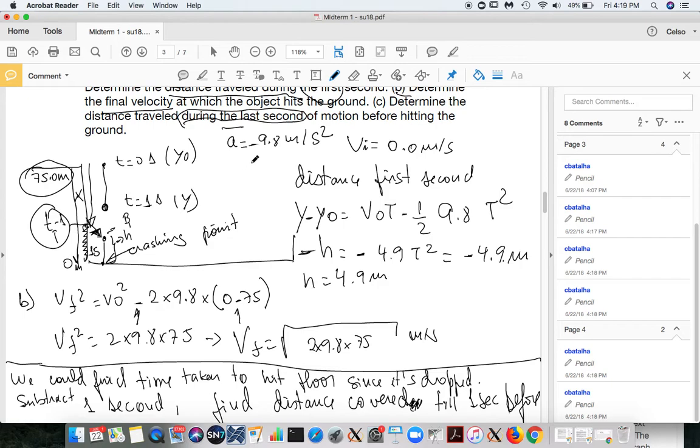So basically what I did, I know the distance all the way down is 75 meters, and the distance all the way here I calculated, right? And then I subtract those two to find this much.